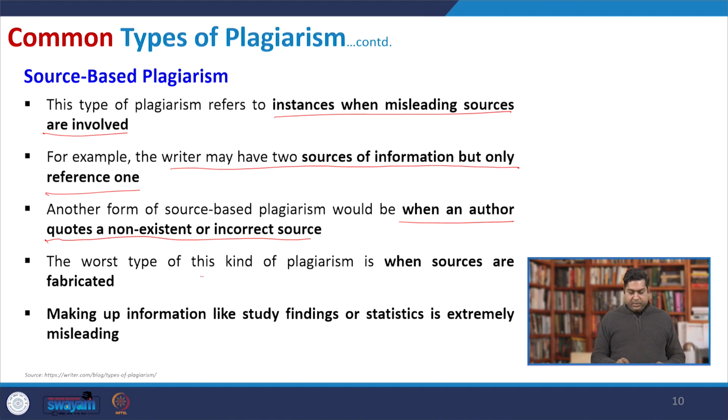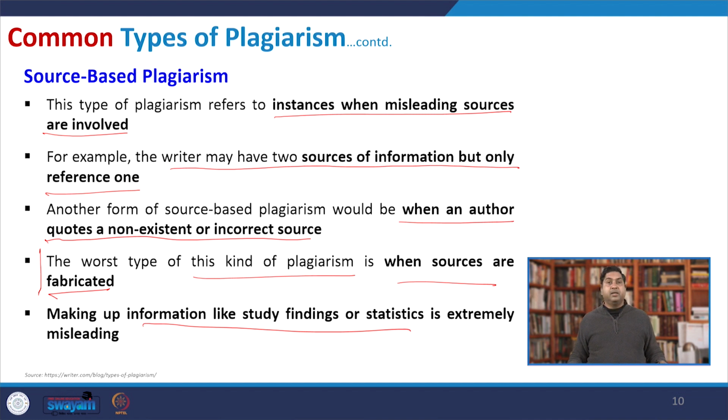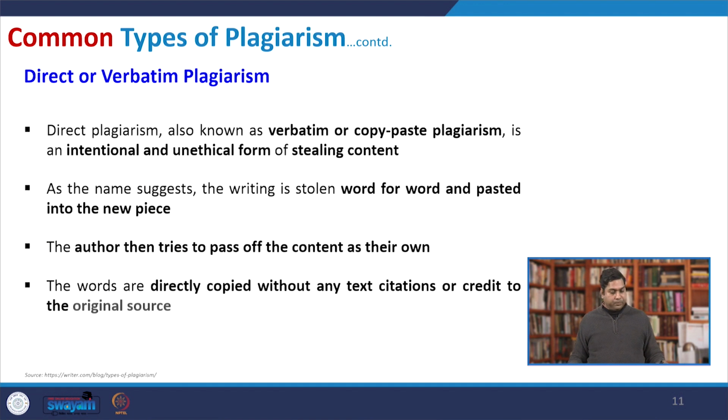The worst type of source based plagiarism is when sources are fabricated. This is another trait. Because you don't have a source, you create a source and then you cite that source. Sometimes there are reports which talk about how the source is actually fabricated. That is also dangerous. Making up information like study findings or statistics is extremely misleading, so that is not the right thing to do.